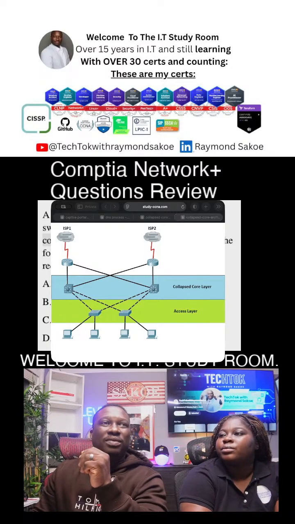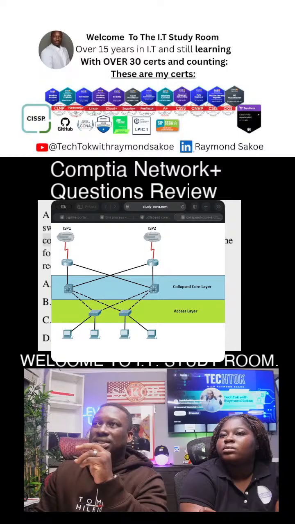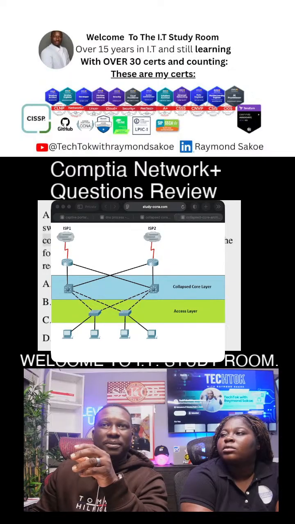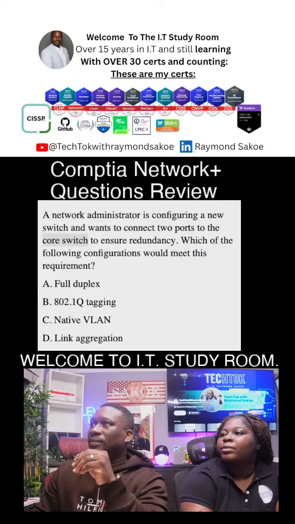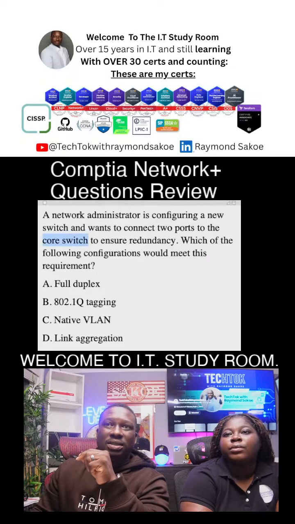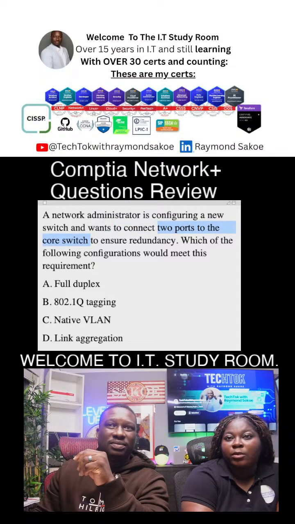Now the question is saying that the network administrator is configuring a new switch and wants to connect 2 ports to the core switch. 2 ports to the core switch, right?